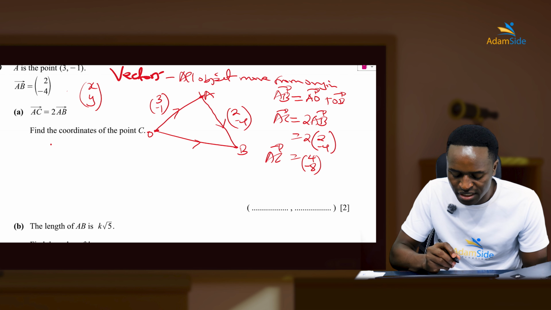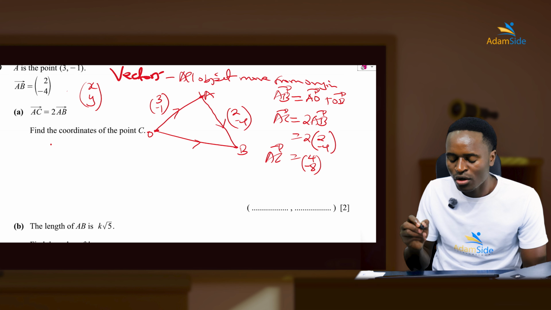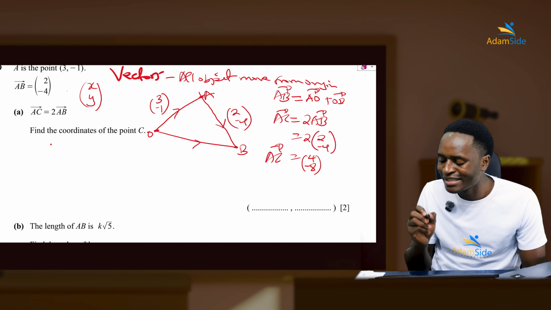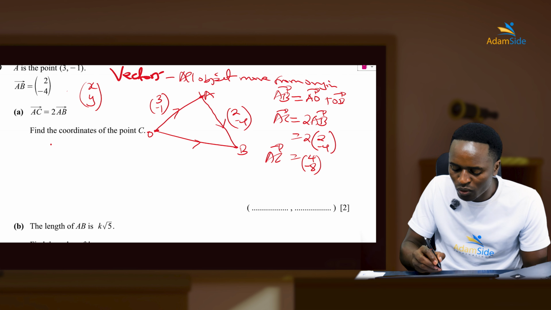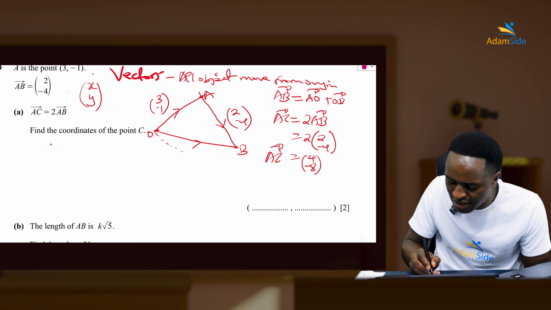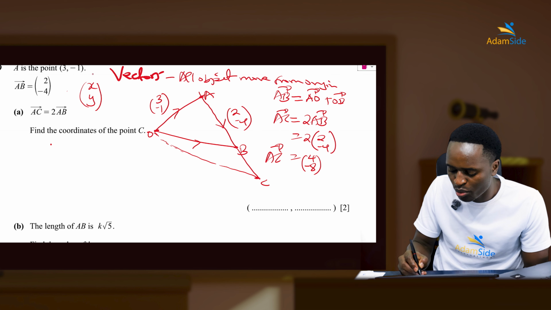After getting this vector, we now say find the coordinate of point C. We have to find the coordinate of point C. So what's the most important here? The most important here, we know that from understanding here, we assume we have, this is point C here. So we have point C. We have a point C here.